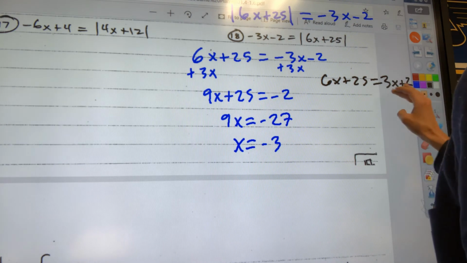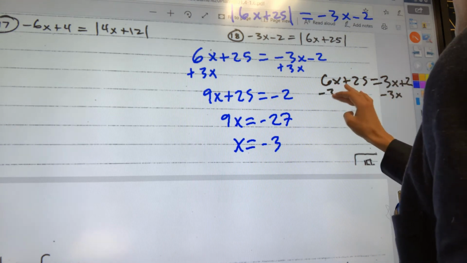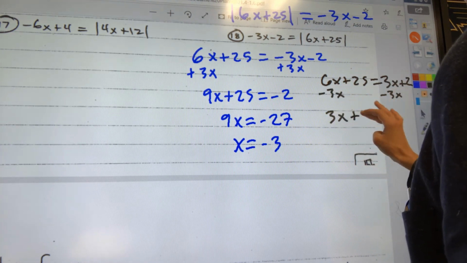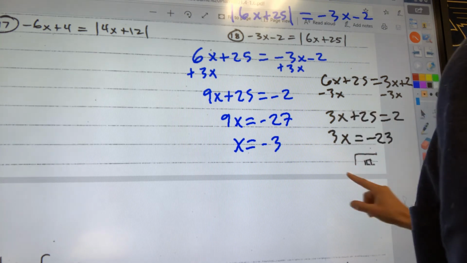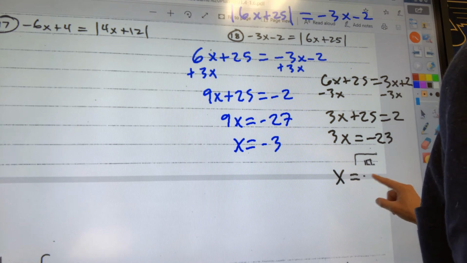Okay. Subtract 3x. 3x plus 25 is 2. Subtract 25. You get x is basically -7.7.